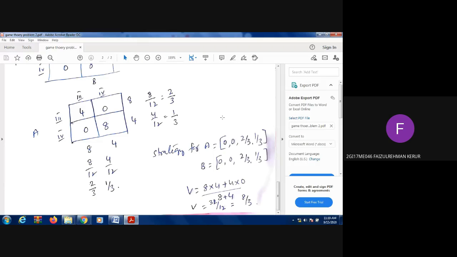Sir, could you please explain again the taking average and eliminating? Row, row or column? Okay. Columns, sir, columns.